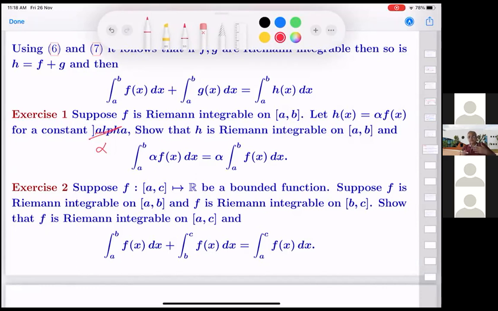In your algebra class, you would be doing such things, right? You have two objects, two functions, you add them, you take linear combinations of them. These are all linear transformations. So what we are saying is that Riemann integrable things work well with linear transformations of functions.